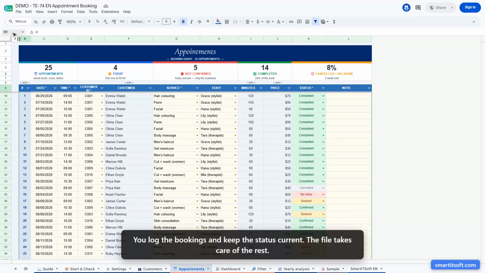You log the bookings and keep the status current. The file takes care of the rest.